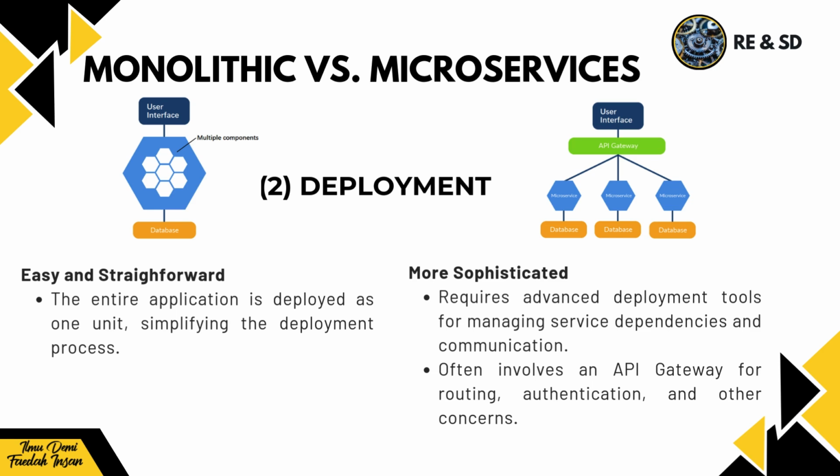Next, let's talk about deployment. With monolithic architecture, deployment is straightforward. The entire application is deployed as one unit, simplifying the deployment process. However, microservices architecture requires a more sophisticated approach. It needs advanced deployment tools and orchestration mechanisms to manage service dependencies and communication. Additionally, an API gateway is often needed to handle routing, authentication, and other cross-cutting concerns.